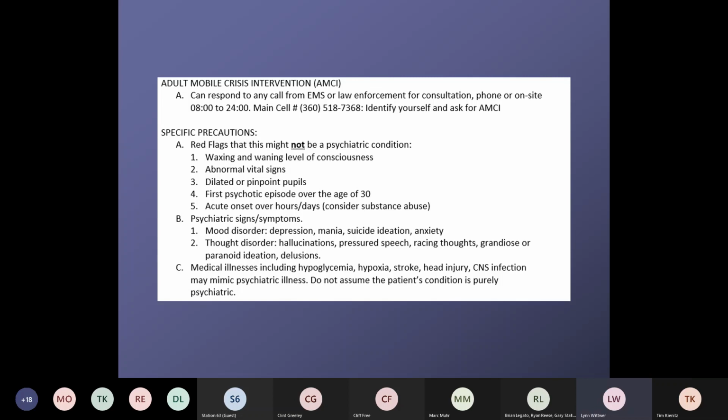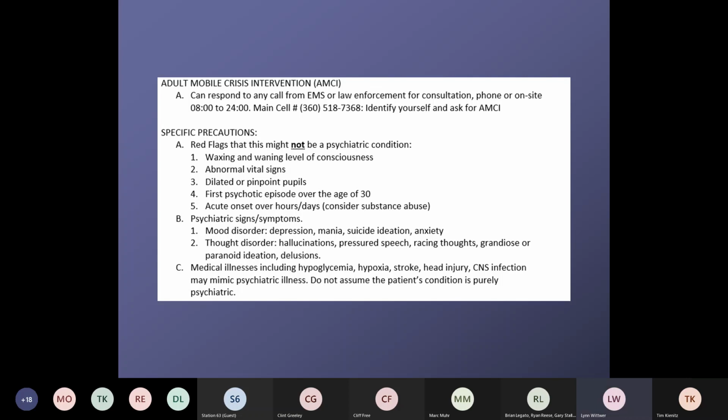Right now they have about a 55 to 60% diversion rate, which means that at least 60% of the patients do not end up being transported or do not end up going to the emergency department. They're able to manage the situation. So they're a really good resource, and the number is there. All you do is call, identify yourself, and ask for the AMCI, adult mobile crisis intervention. There is a pediatric team as well, but we'll have to put that in. We're still negotiating with them as to how available they're going to be, and that sometimes is dispatched directly from CRESA.